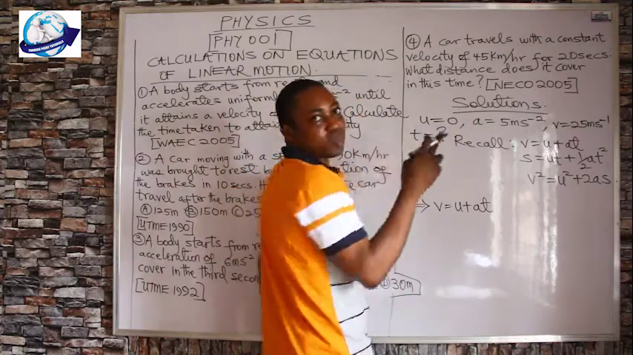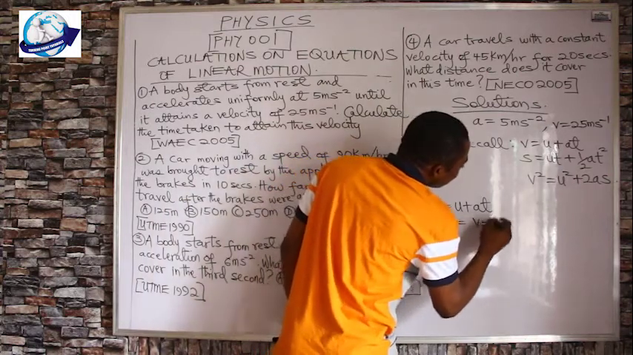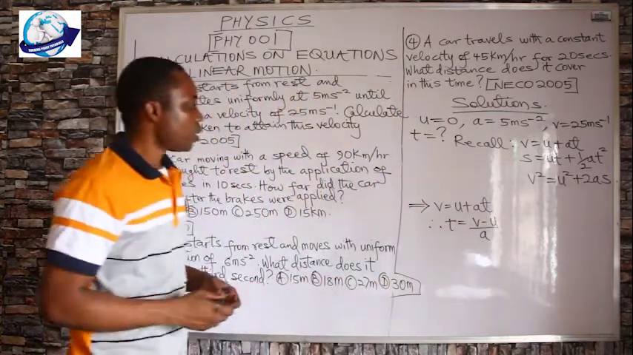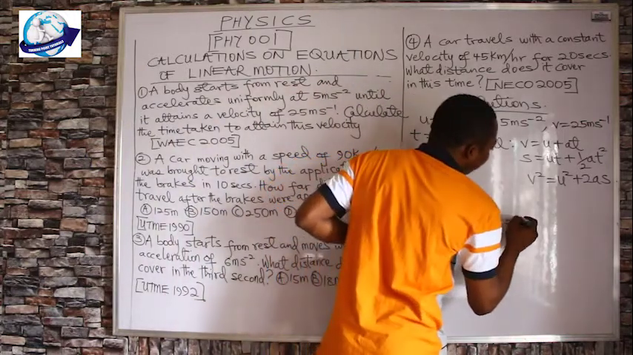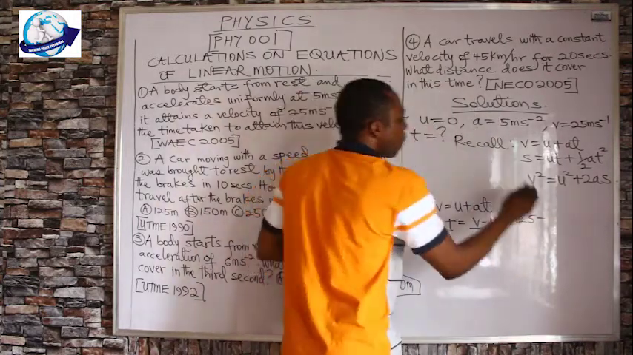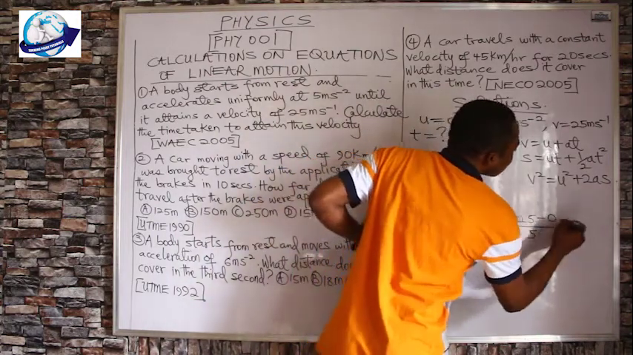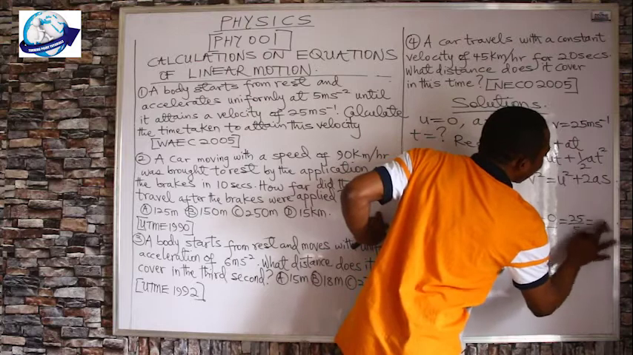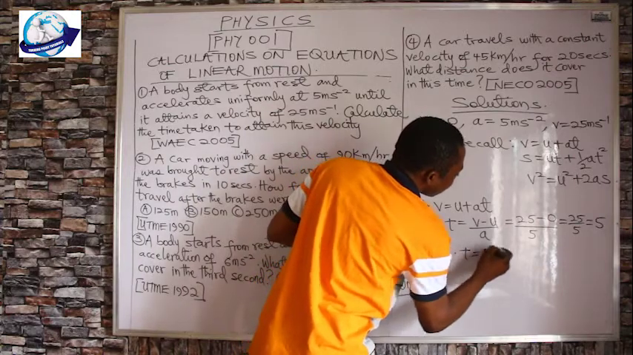Looking for the time, we have to make time the subject of the formula. Therefore time is equal to v minus u, all over a. The v, final velocity, is 25. Then the u is 0, all over a, and a is 5. That gives me 25 all over 5, and that is equal to 5 seconds. Therefore, the time is equal to 5 seconds.